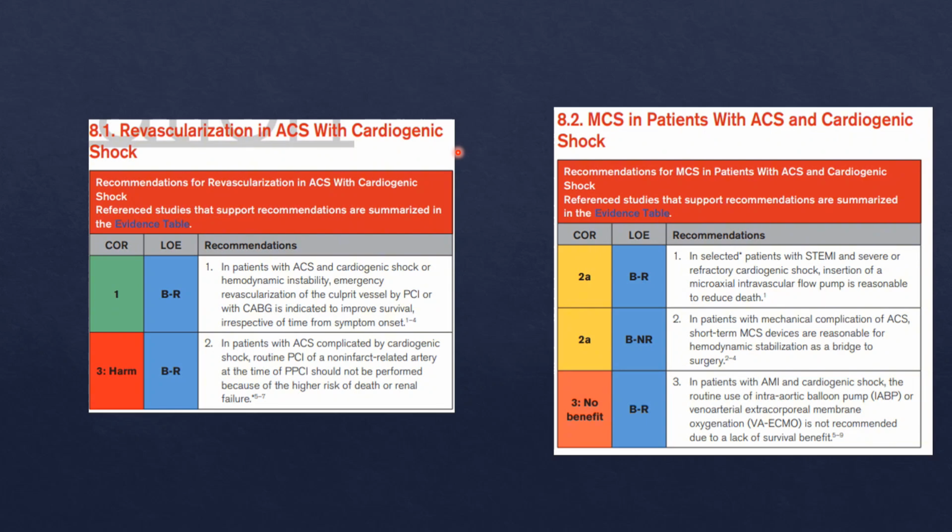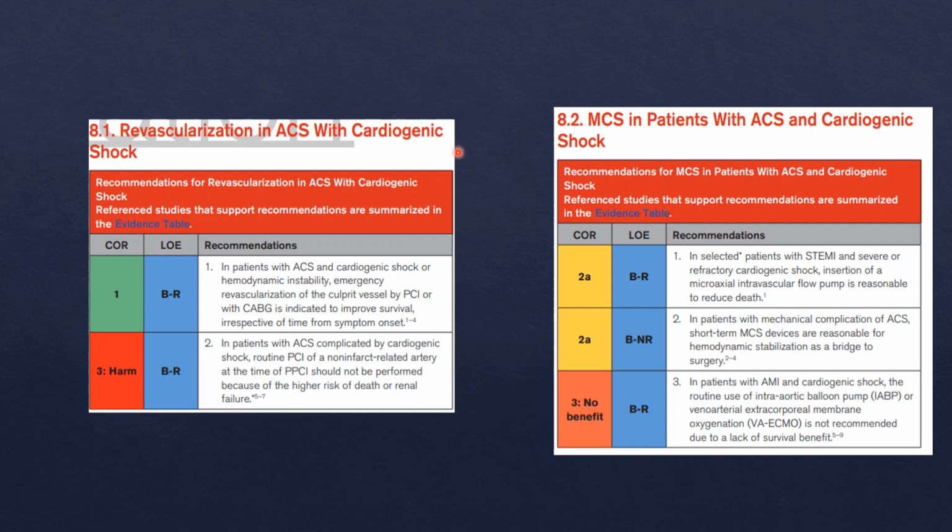Coming to one of the important changes of the ACS 2025 guidelines: in patients with STEMI and severe or refractory cardiogenic shock, insertion of a microaxial intravascular flow pump is reasonable and has now been given a class 2A recommendation. So this is a change from the previous guidelines, that microaxial intravascular flow pumps like Impella have gotten a class 2A recommendation in patients with cardiogenic shock and STEMI.